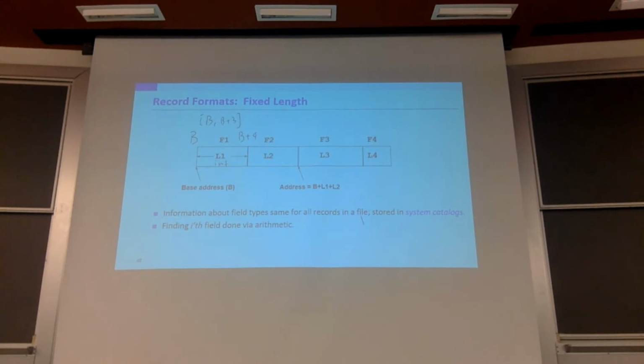Then for the next one, suppose its length is L1. Then you just store the next field consecutively. Suppose this is a double, which is 8 bytes, with length L2. Then this line here would be B plus L1 plus L2. And the double field will occupy the bytes from B plus L1 to B plus L1 plus L2 minus 1.